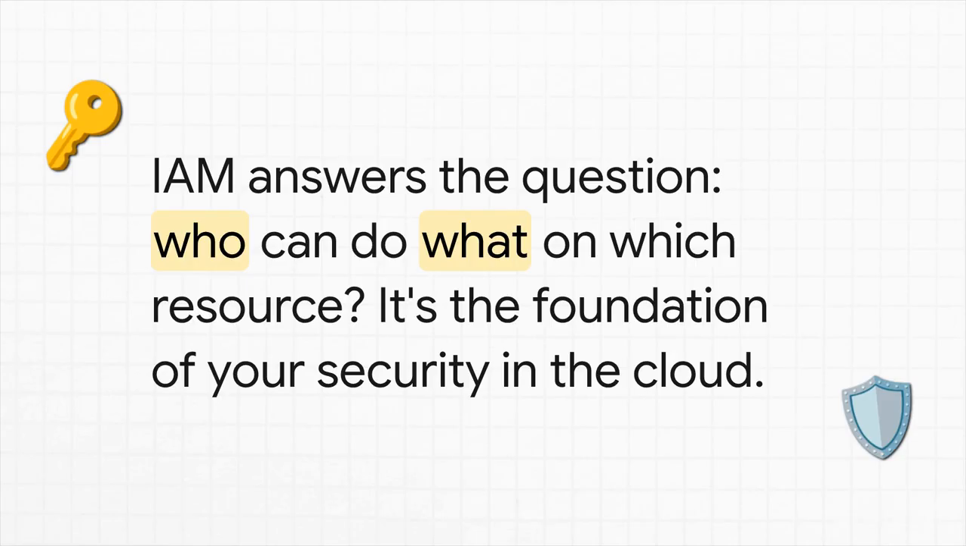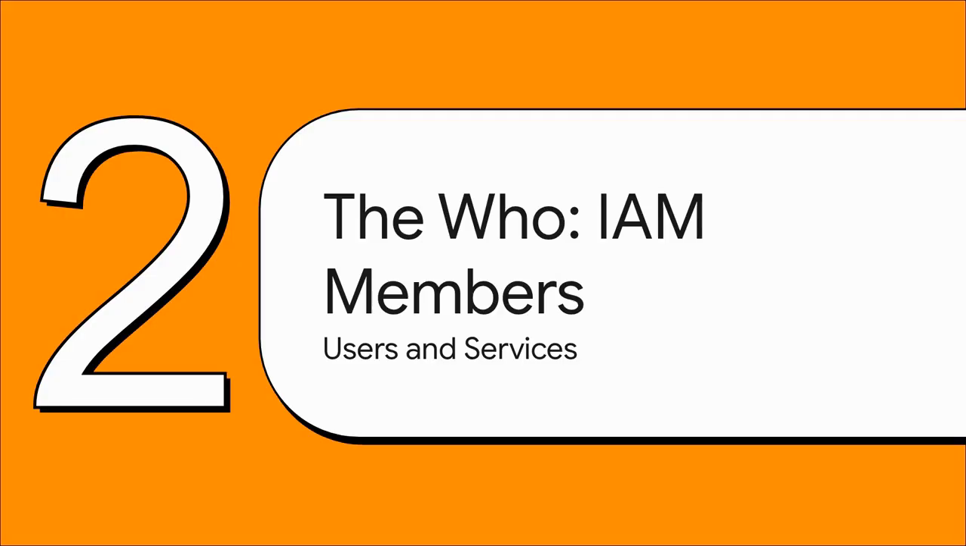Well, Google's answer is a system called IAM. That's Identity and Access Management. And its entire job is to solve that one central problem, defining exactly who can do what on which specific resource. So let's start breaking down that puzzle.